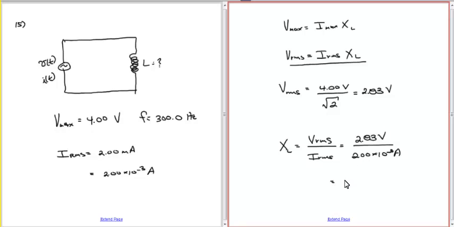And so I get 1,420 ohms. Now again, ohms is not due to resistance, but it's due to the fact that we have a frequency, so you're changing the current, which changes the magnetic field within this loop, which is going to induce a back EMF.